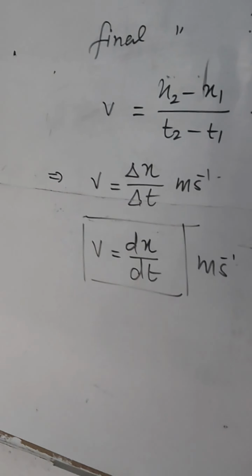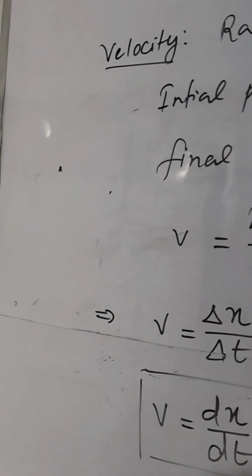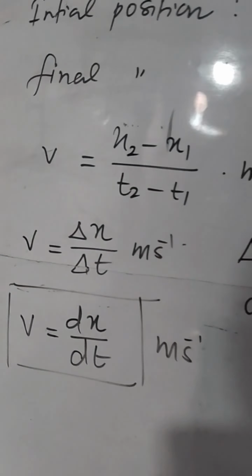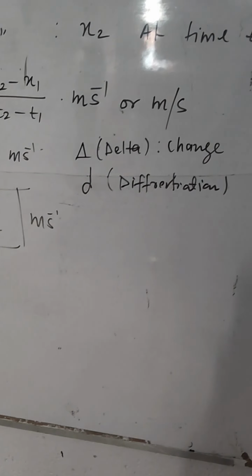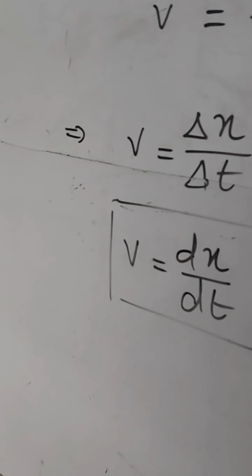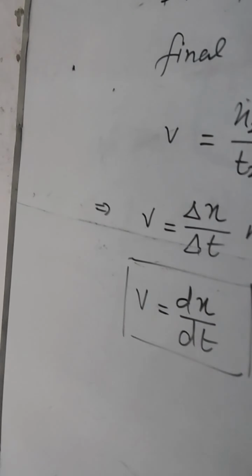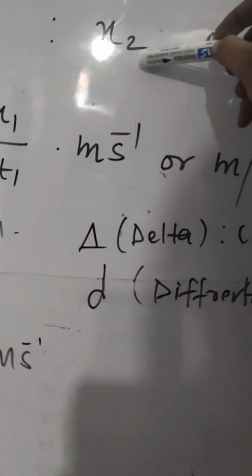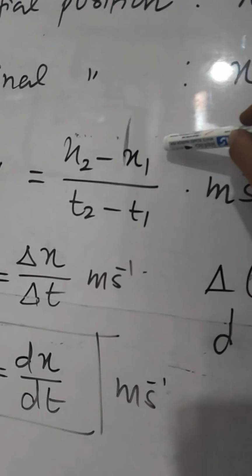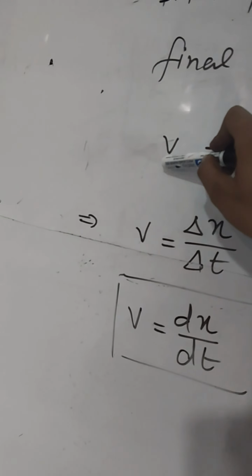This you can simply understand. But what does this mean? It means that if you have, suppose, a problem with some values of x1, x2, t1, t2, you can put these values in this formula and you would get the velocity.